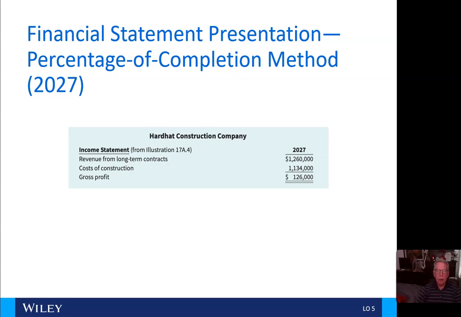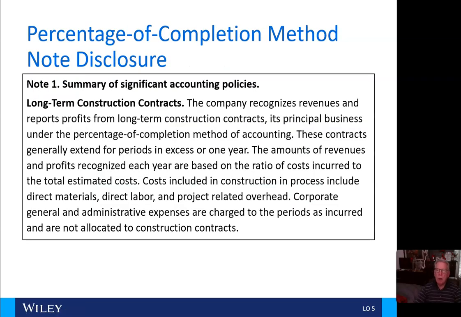And finally, in 2027, we'll pick up another $126,000 of gross profit. Okay.